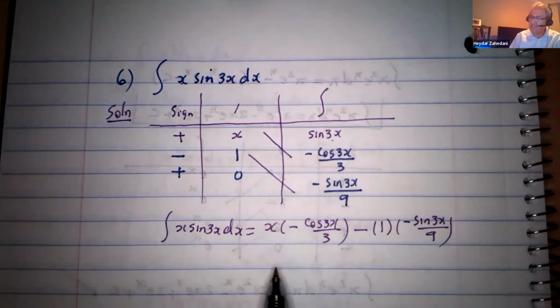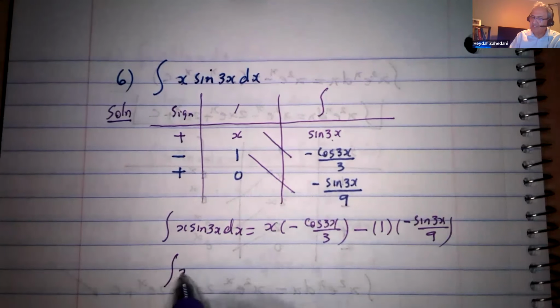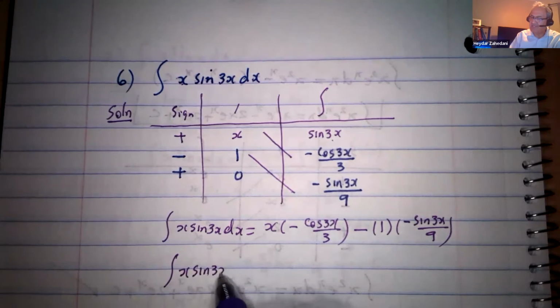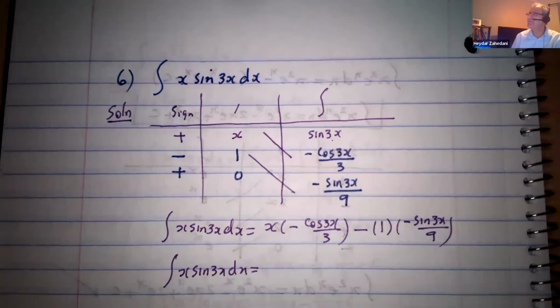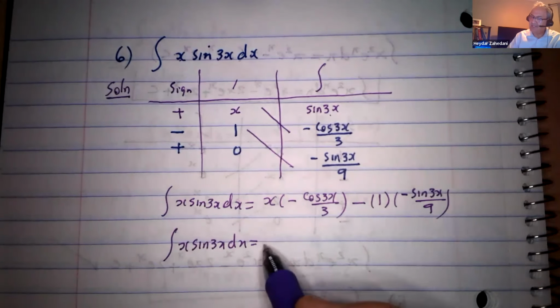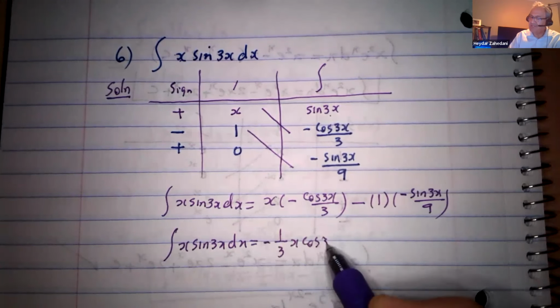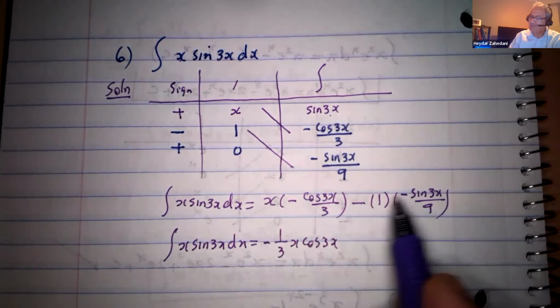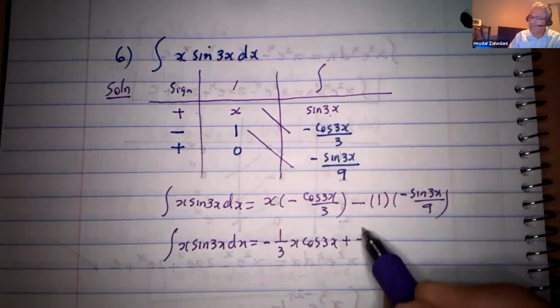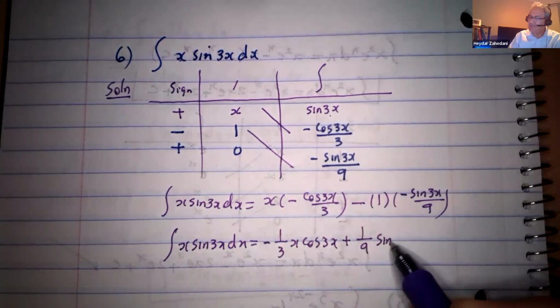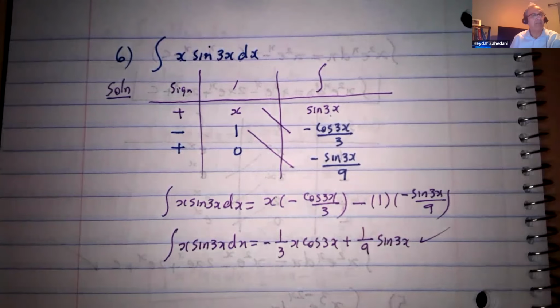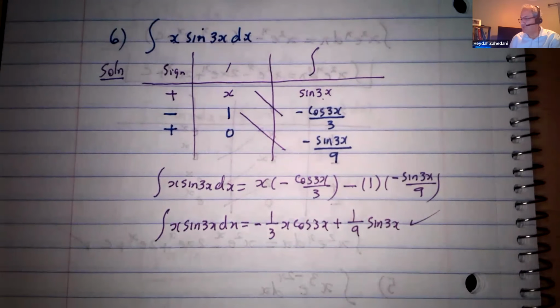So the final answer is going to be what? The integral of x sine of the 3x dx is equal to what? Negative 1/3 of x cosine of the 3x, and positive, plus 1/9 sine of the 3x. And do that. Okay, very nice method. So you can have a higher power. I'll give you another one with the cosine.